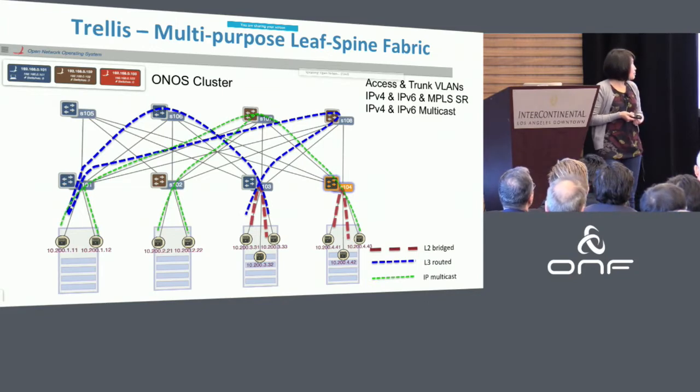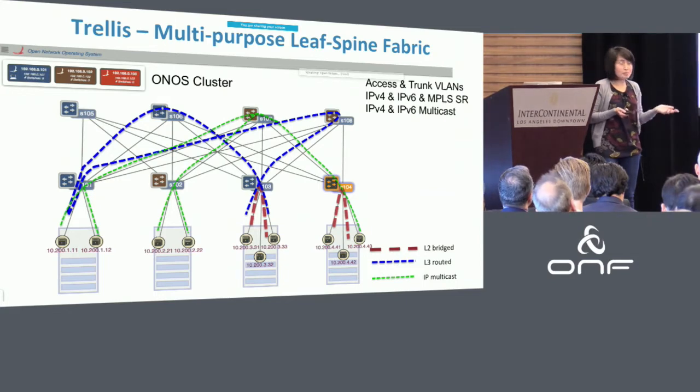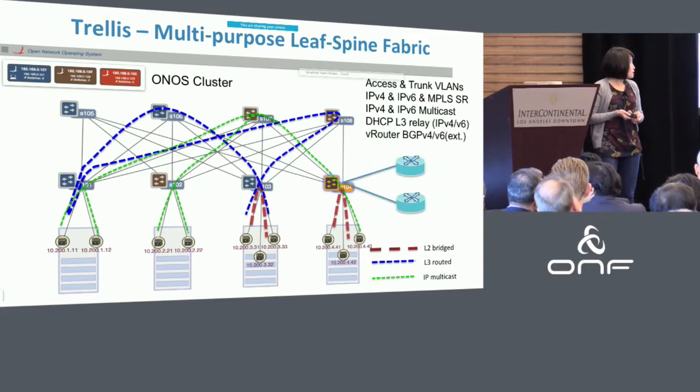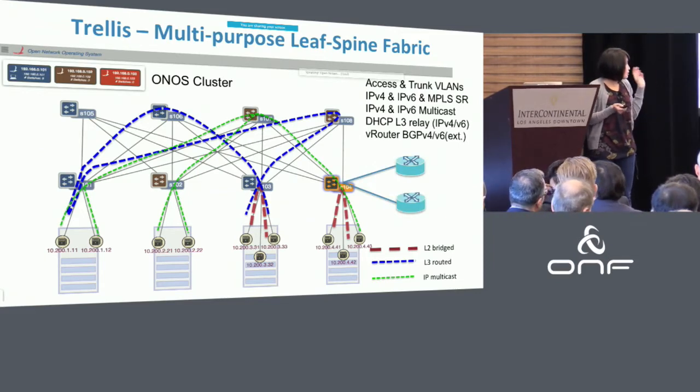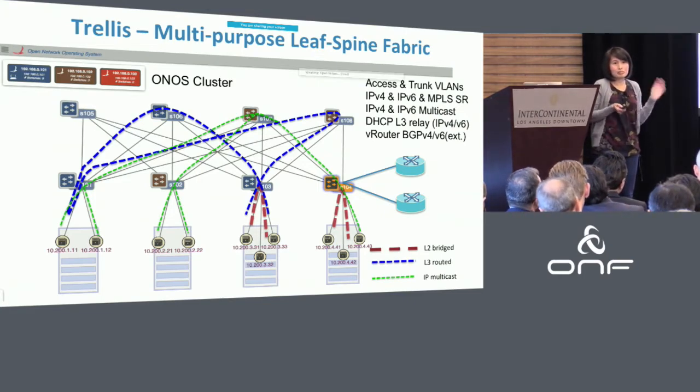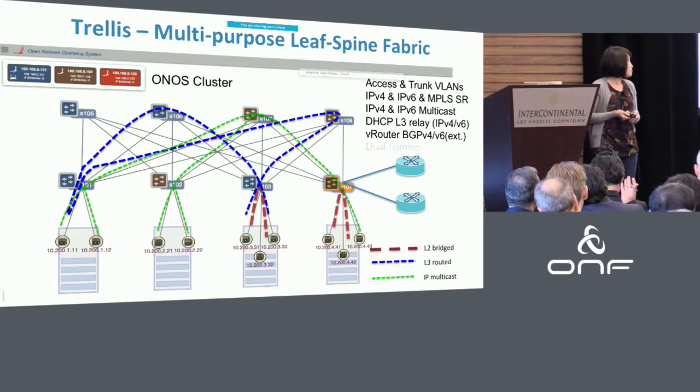We've also added IPv4, IPv6 multicast support, so you can have support for IPTV use cases, for example, DHCP, L3 relay support, BGP support. So within the fabric, it's actually treated as like one big router. So as you look at the fabric from a peering standpoint, it'll appear as one big router.